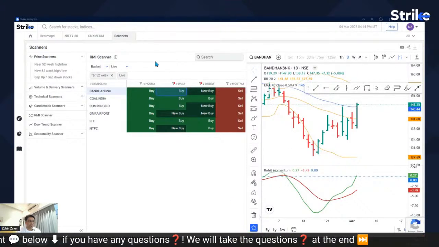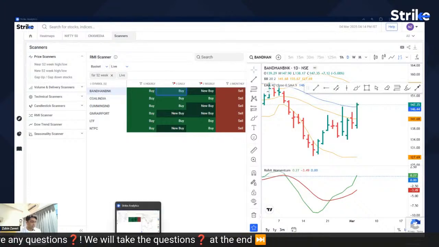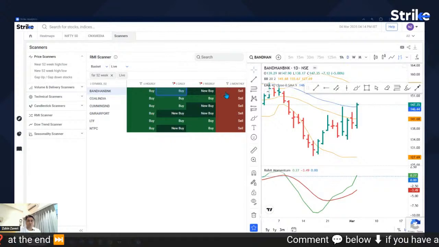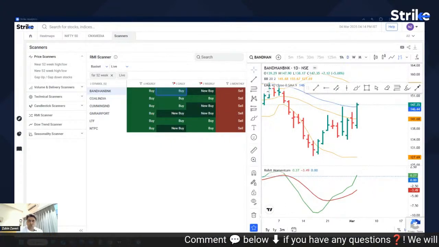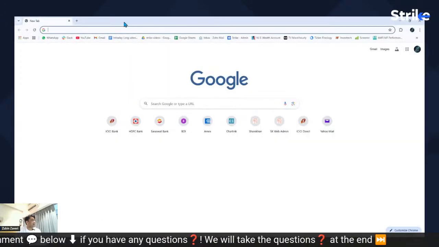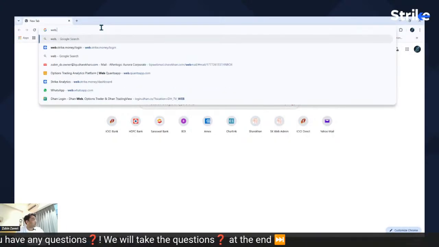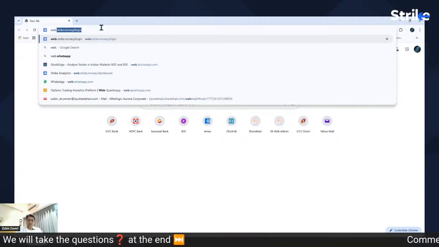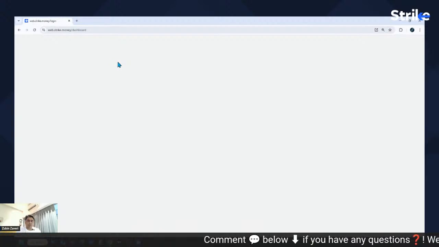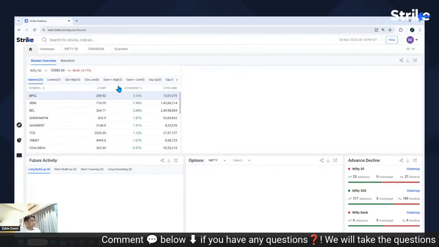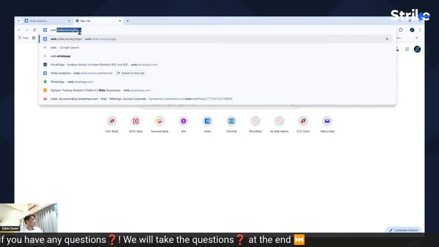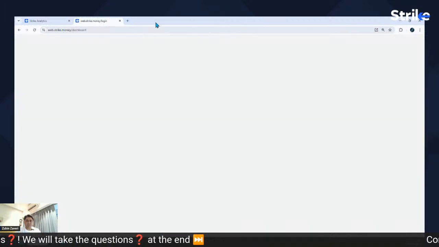What you can do is, this page that I'm looking at, I'm using an exe file. I've downloaded and installed this Strike platform on my computer, but you can also use a web browser. I'll show you how. You can just click on web.strike.money. All right, so this page will open up, and you can open up multiple pages like this. You can open up multiple tabs over here.